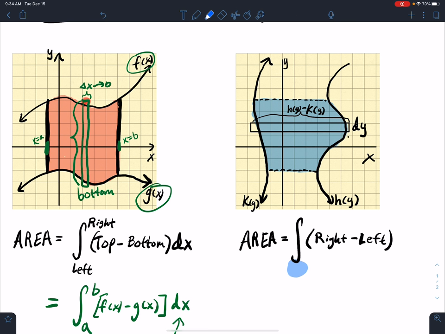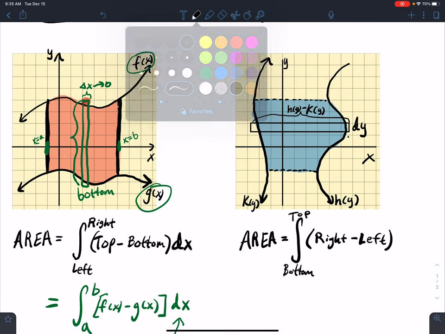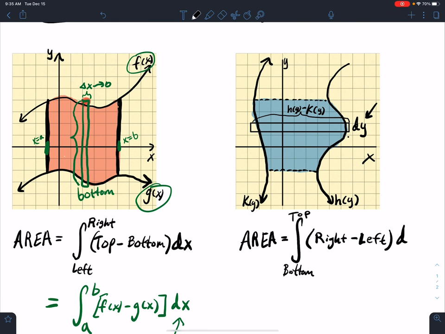Well, from here, I'm going to go from the smallest to the biggest. What's the smallest? The lowest to the highest, from bottom to top, okay? So I'm going to integrate from bottom to top, all right? And then remember, I'm integrating with respect to y, so that's a delta y, so dy.